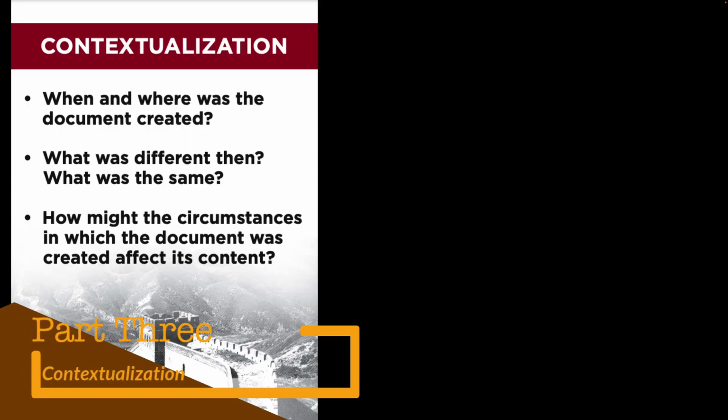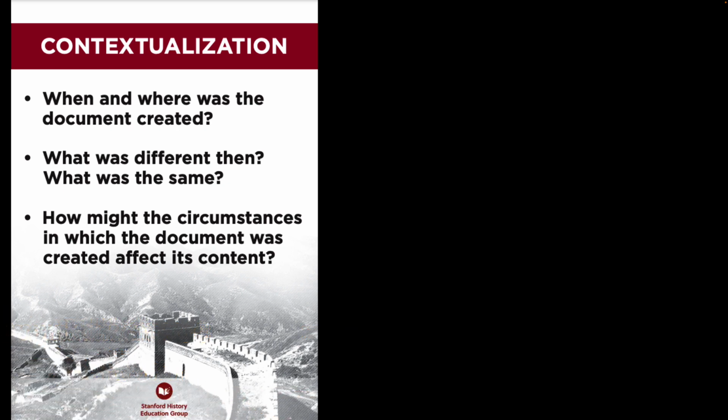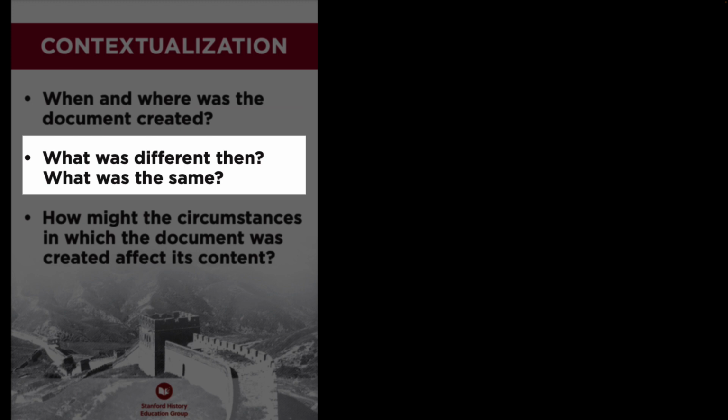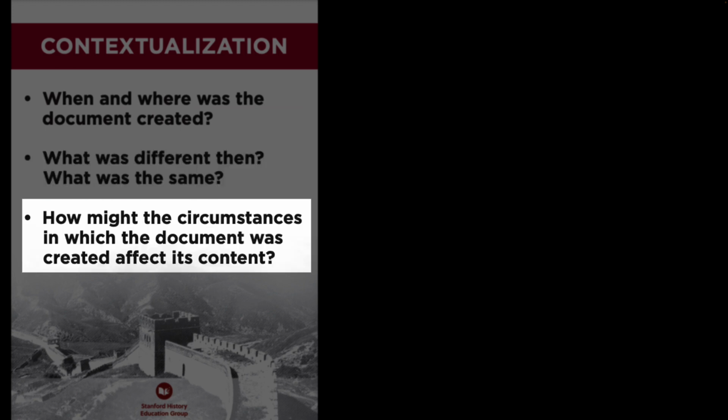Okay, step 2, contextualization. Contextualization is essentially gathering background information that helps you understand what the source says and how it says it. So some questions that we answer in order to kind of set up a good historical context for the document is, when and where was this document created? What was different then and what was the same? And how might the circumstances in which the document was created affect its content?